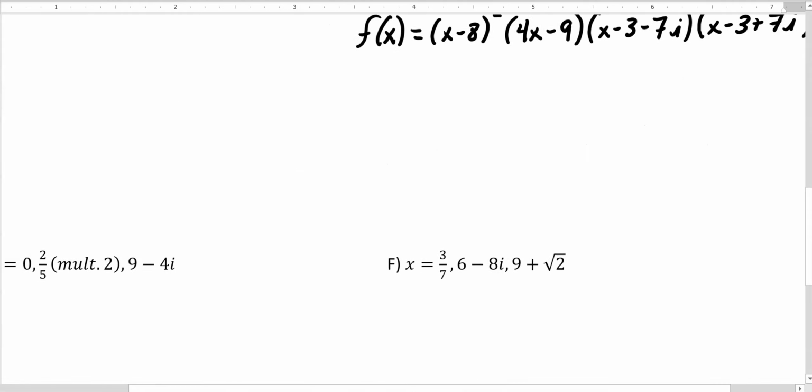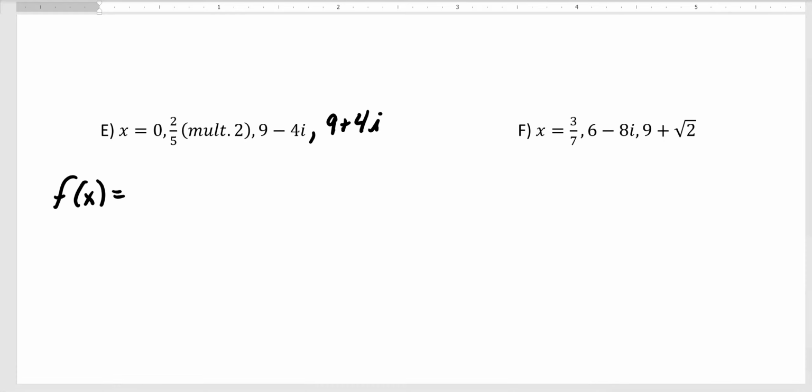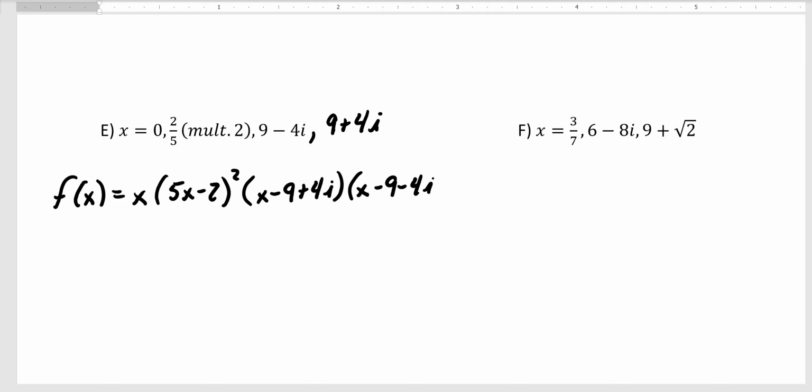Fantastic. All right, couple more sample problems. 0, 2/5 with a multiplicity of 2, 9 minus 4i, so 9 plus 4i. So f of x would equal x for the 0. 2/5 with a multiplicity of 2 would be 5x minus 2 squared. 9 minus 4i would be x minus 9 plus 4i. And 9 plus 4i would be x minus 9 minus 4i. Very good. All right, our final one here.